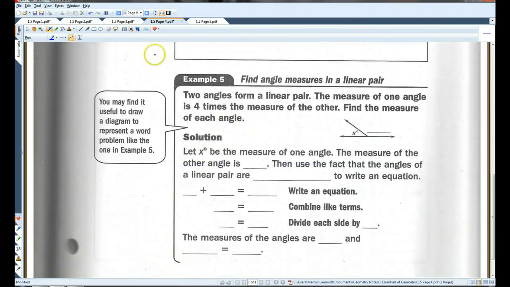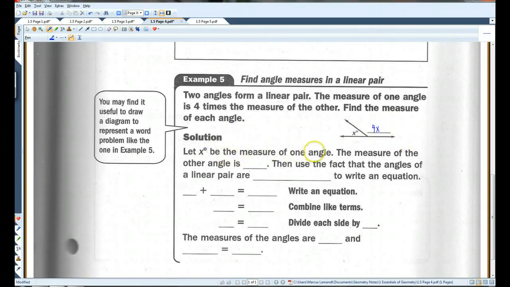Example 5. Two angles form a linear pair. The measure of one angle is 4 times the measure of the other. Find the measure of each angle. Okay, so we have one angle here, and this angle is 4 times whatever this angle is. So if this angle is x, this angle has to be 4 times x.